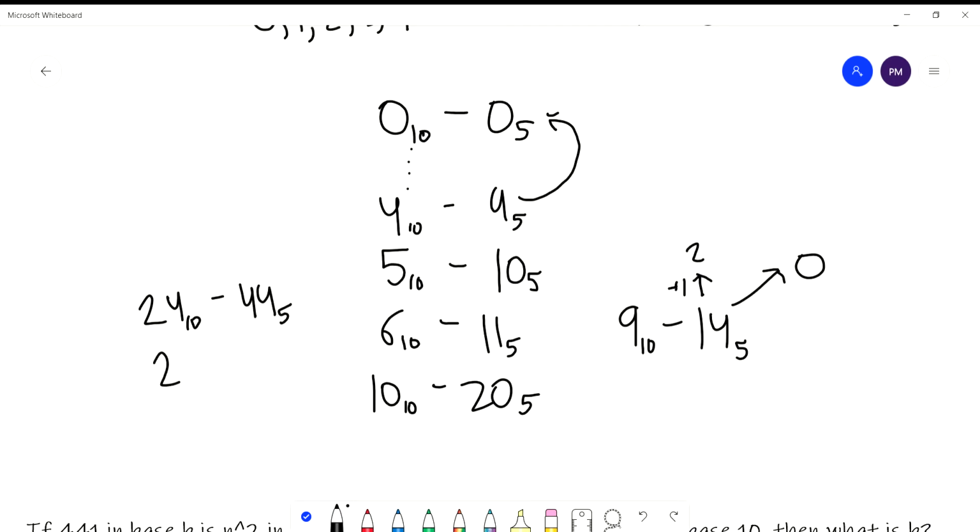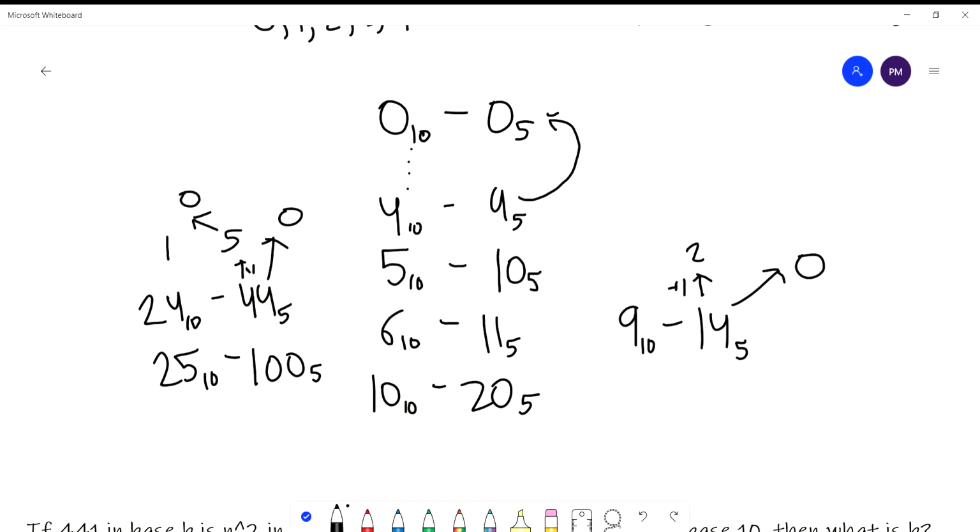Now in 25 base 10, we can do the same thing. We can loop this back to 0 and add 1 here. But now we can't add 1 because this will be 5, and 5 doesn't work in base 5. So then we do the thing that we do in base 10. This 5 becomes a 0, similar to the units digit, and you put a 1 in the hundreds place. So this becomes 100 base 5.